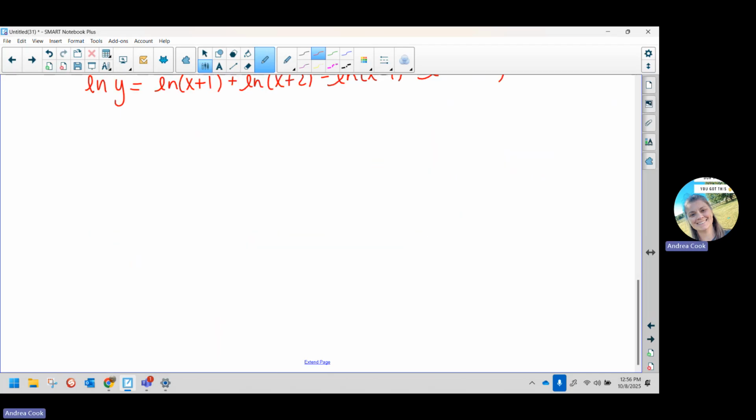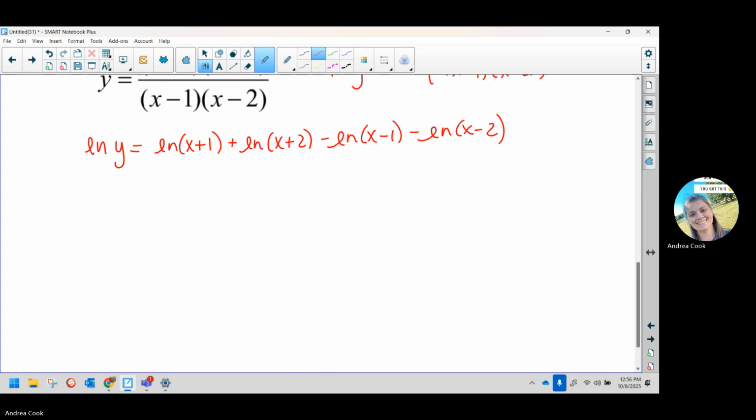All right, so now derivatives. The derivative of ln y is y prime over y. The derivative of ln(x plus 1) is 1 over x plus 1, plus the derivative of the next one, which is just 1 over x plus 2, and then 1 over x minus 1. Because you're doing u prime over u. Yep, u prime over u.